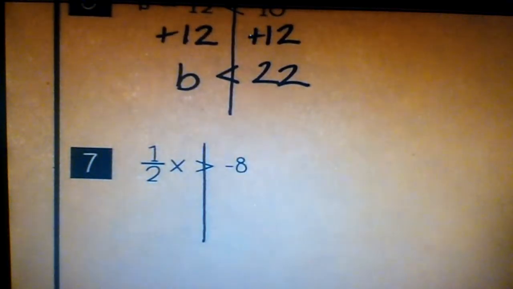And it was her. Number 7. Ooh. How do I get X by itself? You add.